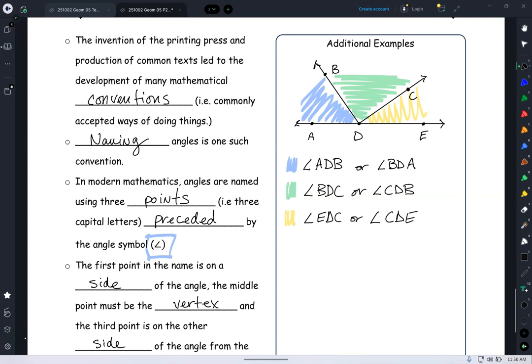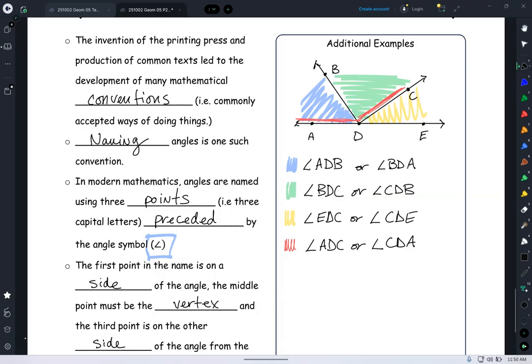Good. And what's nice about this now that we have this down is I could pick any combination, because there are more angles up here than just blue, green, and yellow. Like I could say, hey, why don't you tell me about that obtuse angle? How would you name that one? Okay, let's write that one down. So this could be angle ADC or angle CDA, right?